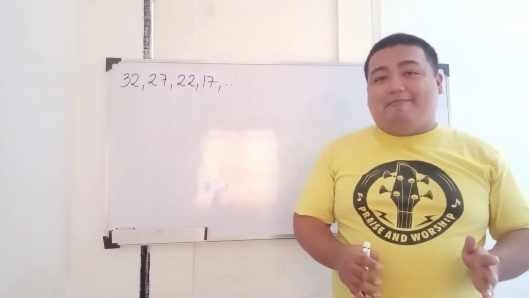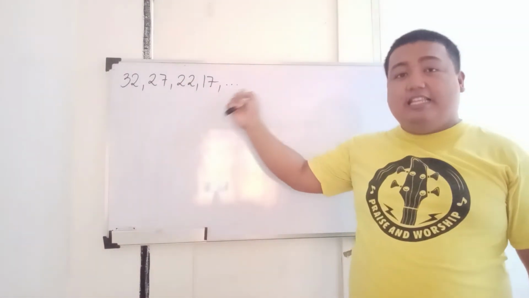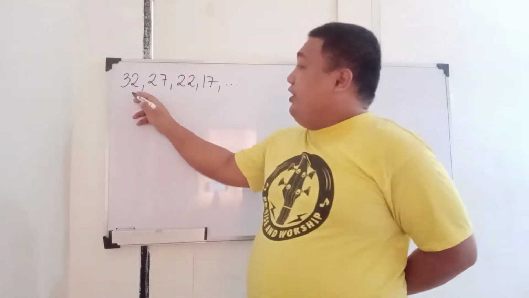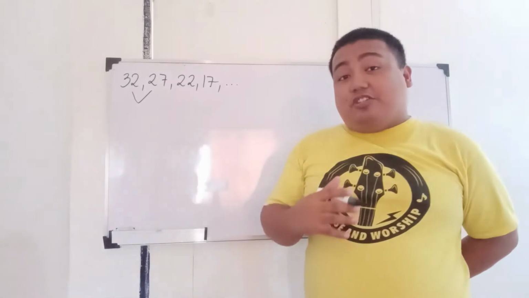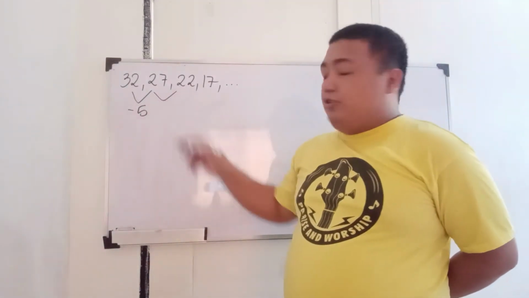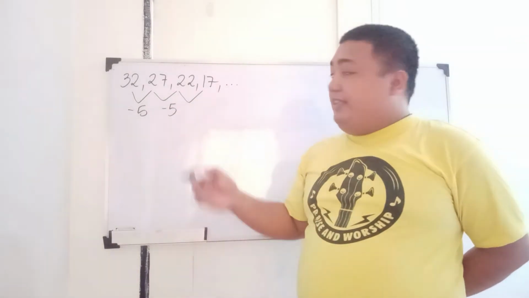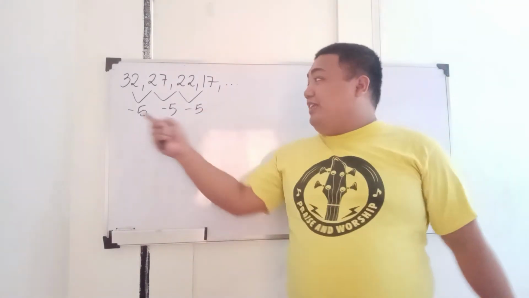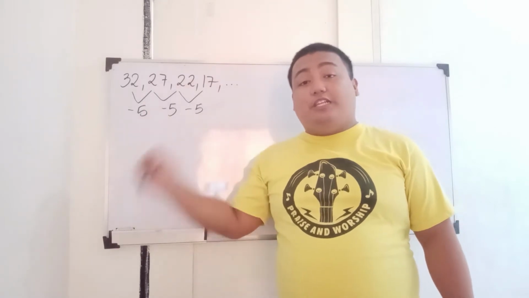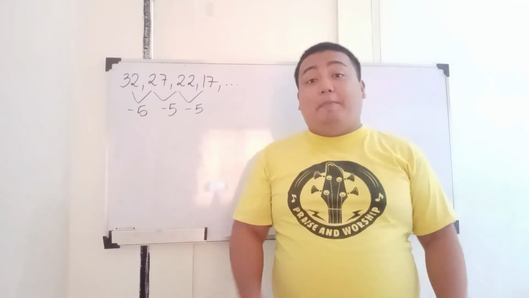Now, here's another example: 32, 27, 22, 17, and so on and so forth. Take a look again at how it is generated. 32 to 27, it goes down, so we are subtracting. It means minus 5. 27 to 22, minus 5 as well. 22 to 17, minus 5. So, with negative 5 it is already common. In the first row, it's already common, which is negative 5. So, that is an example of a linear pattern.